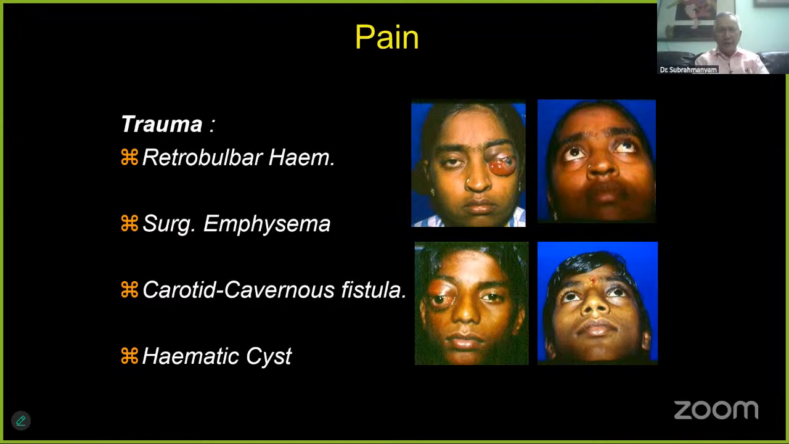Another important thing is carotid cavernous fistula, which can lead to proptosis. The first three lead to proptosis fairly early after trauma, whereas carotid cavernous fistula takes a couple of months to cause proptosis.